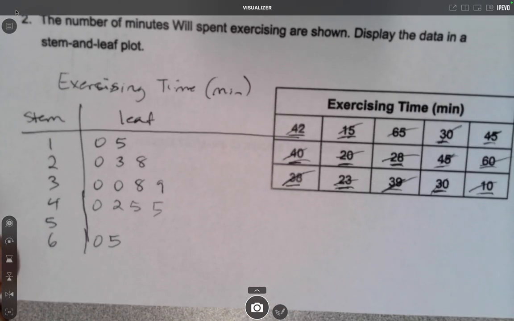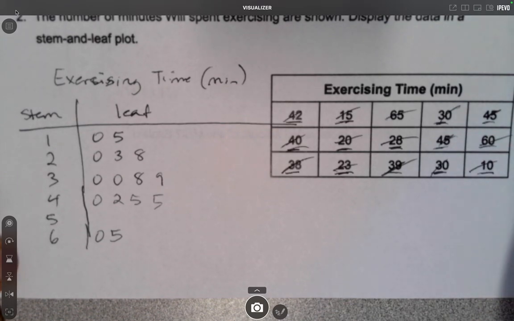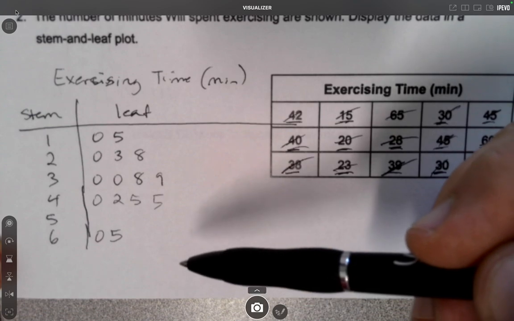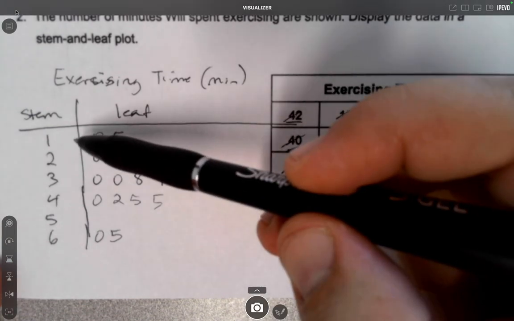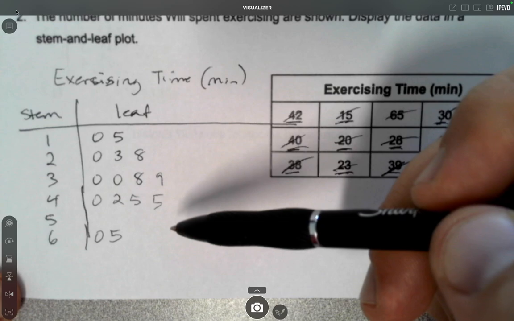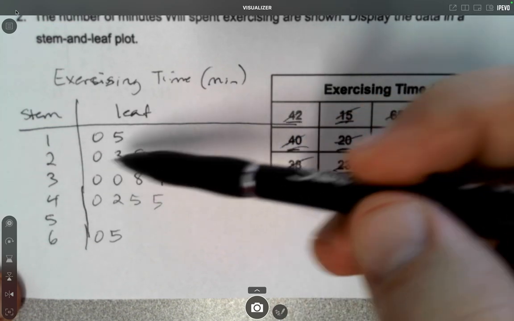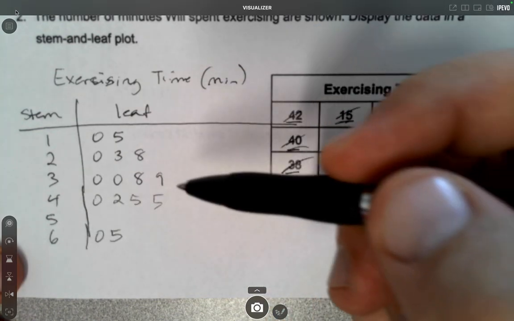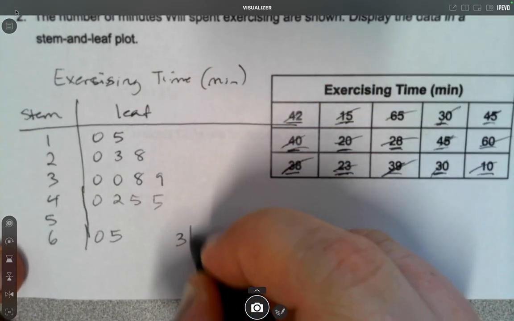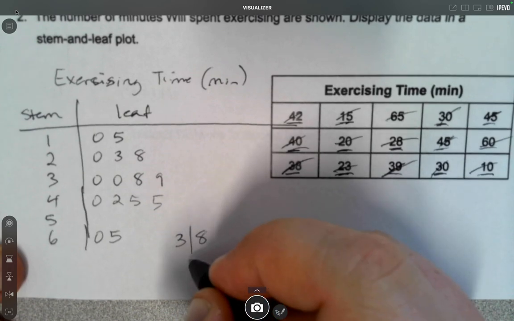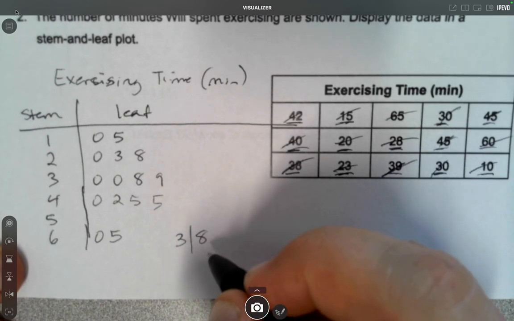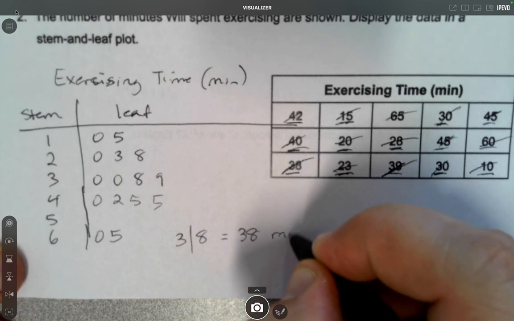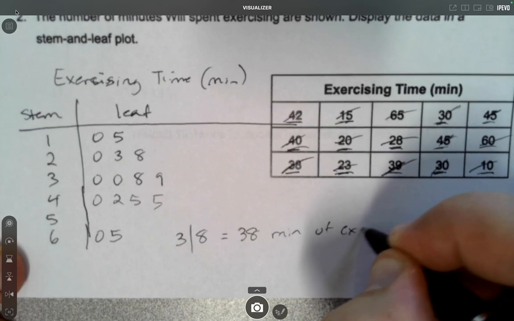So that's our stem and leaf plot, except, I'm not going to forget it again, you need to do the key. Now, you do need to pick a value that's actually in here, but it doesn't matter which one you pick. So if you're like, I'm going to pick the 10, and you use 1, 0, great. If you're like, I want to pick 23, you pick the 2, 3, that's fine. So you can pick any of them that are actually in here. I'm just going to pick 38, just because. So 3 straight line 8 for 38. And that means 38 minutes of exercise.